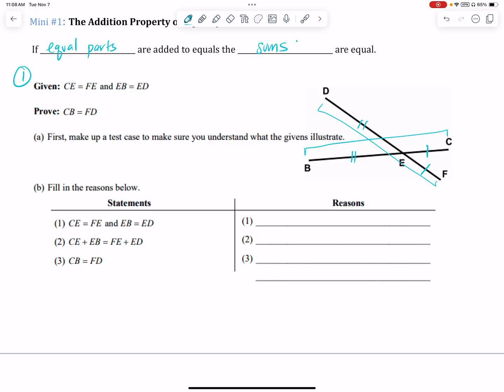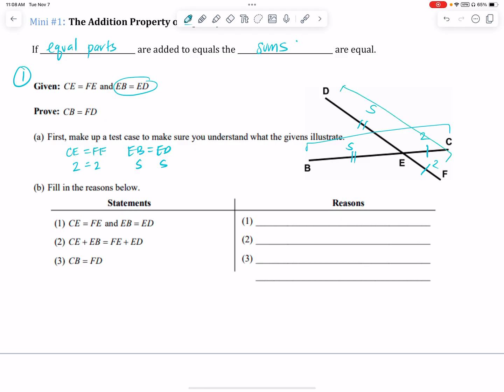So first, make up a test case to make sure you understand what the given is. So let's say CE and FE are the same. Let's just choose a number, 2. So CE and FE are 2. And EB and ED are congruent. And let's say that's 5. Prove that CB, this whole amount, is congruent to FD.